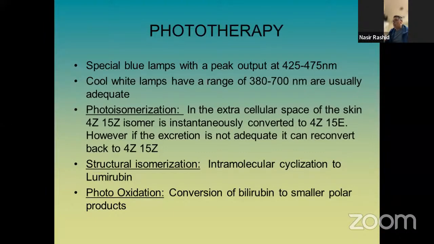And what it does, it converts this bilirubin from a 4Z15Z chemical isomer to 4Z15E. But if it is not excreted in the urine, so that's why the urine output is very important, because it is water soluble and it has to be excreted in the urine, because if it doesn't get excreted, it can get converted back to 4Z15Z again. So you start the phototherapy, and at the same time you address the hydration and urine output. Phototherapy also converts the bilirubin into lumirubin, and then it also converts it into smaller polar products that can be water soluble.